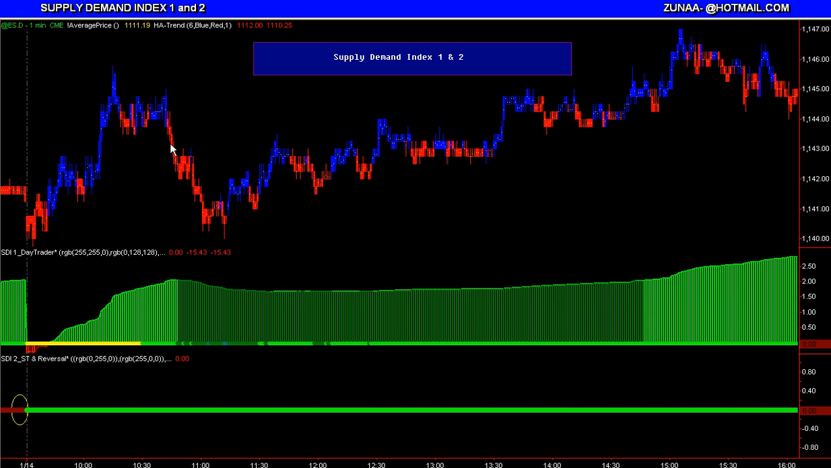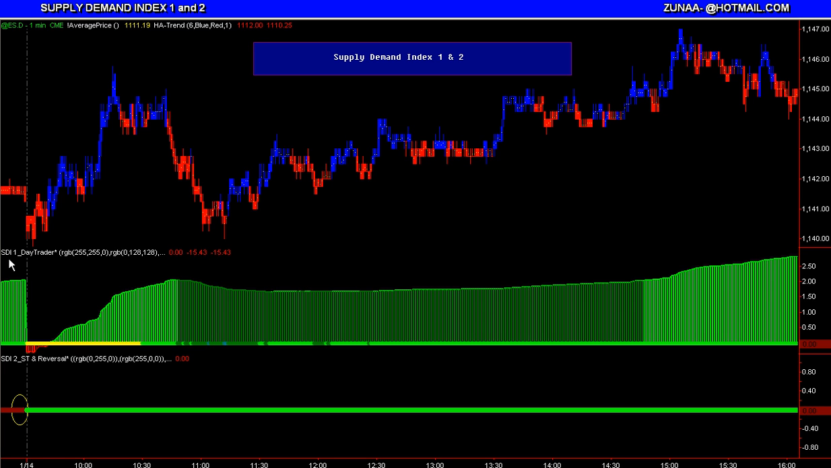We have paint bars here. The only reason I put the paint bars on the candles is because this is a trend paint bar study. I want you to have a contrast between this indicator and the two that I want to present today. The first one is called SDI1 Day Trader. The second one is called SDI2 ST and reversals.